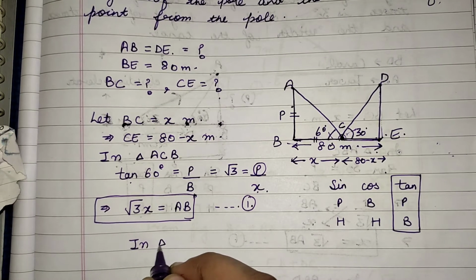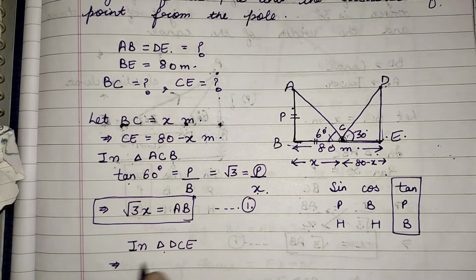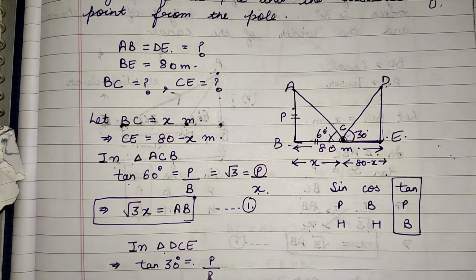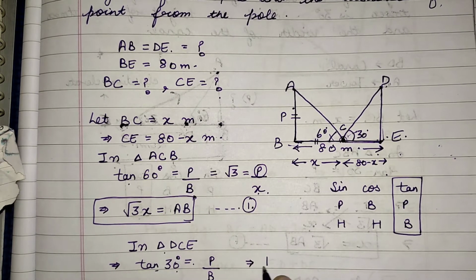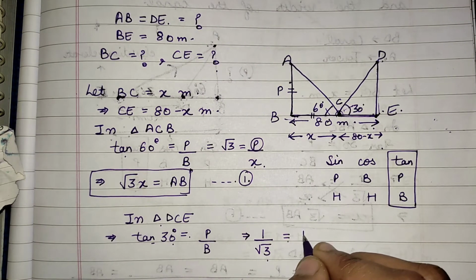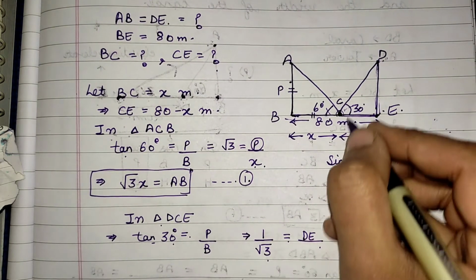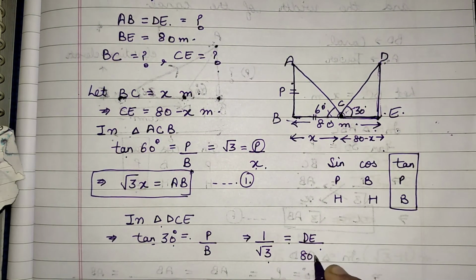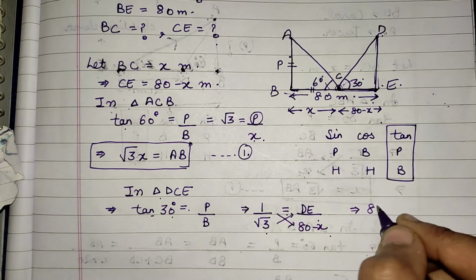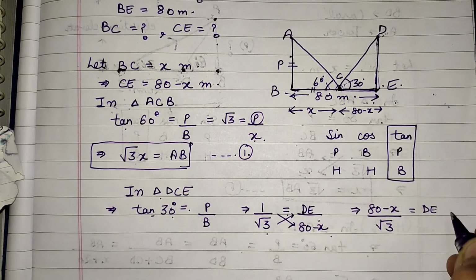Moving to the second triangle. Second triangle is triangle DCE. In triangle DCE, tan 30 degree is equal to perpendicular by base. So tan 30 is my 1 by root 3, equal to perpendicular, which is my DE, divided by base, which is my 80 minus x. If I do cross multiplication, then I will get (80 minus x) by root 3 is equal to DE.